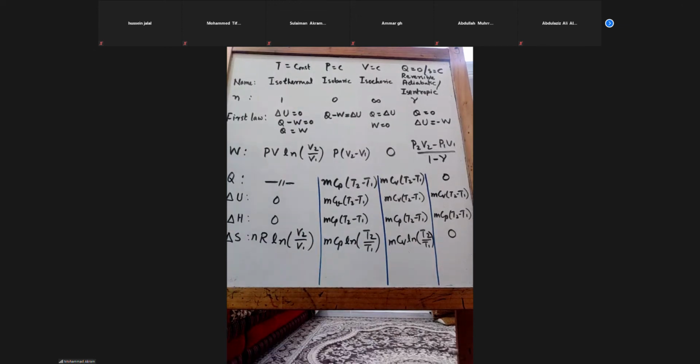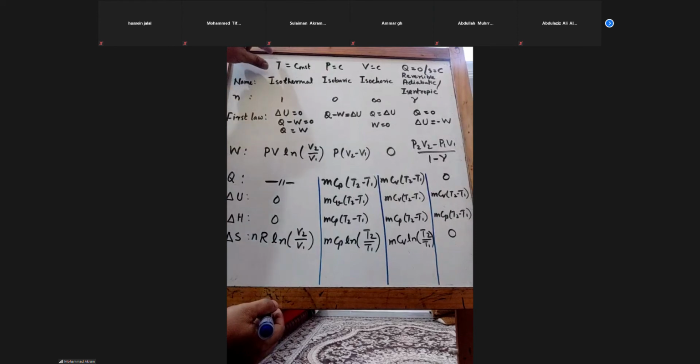Now last we will see the relationship between pressure, temperature and volume. You know the gas equation: pressure, temperature and volume. So if you keep the temperature constant and increase pressure, what will happen to volume?